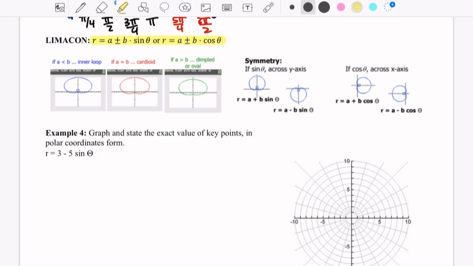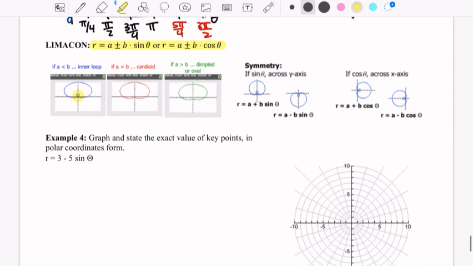Okay, so if A is less than B, we end up with an inner loop. Okay, we end up with this kind of spiral on the inside. It loops back within itself. Okay, if A and B are equal, this is going to be a cardioid. We end up with our point at the origin. Okay, so it kind of looks like a heart. And then if A is greater than B, okay, so the value that we're adding onto it, not the coefficient, we end up with what we either call a dimpled limacon or an oval limacon. And it kind of pulsates out. It kind of looks like a tomato to me. Okay, we also have certain symmetry depending if we're talking about x or y axis. So again, sine is going to have y axis symmetry and cosine is going to have x axis symmetry.